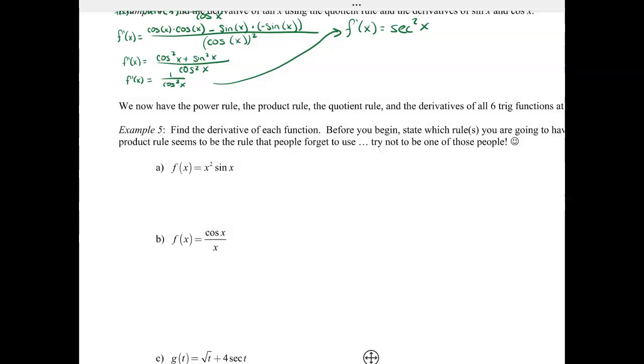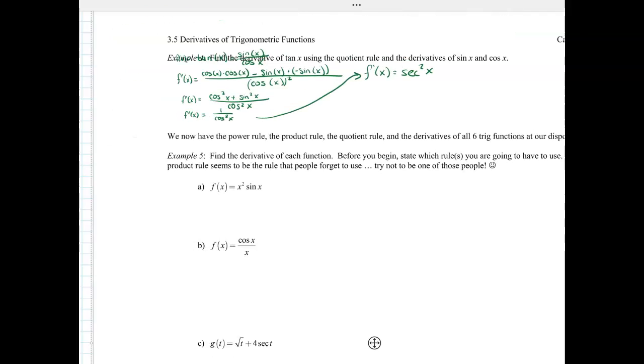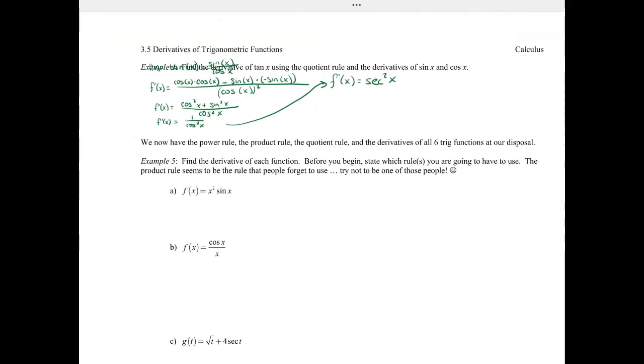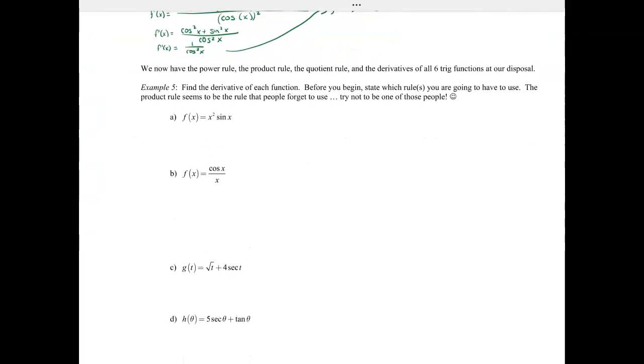So we now have the power rule, the product rule, the quotient rule, and a bunch of other rules, and the derivatives of all six trig functions at our disposal. So number 5, we need to find the derivative of each function. Before we begin, state which rule or rules we're going to have to use.